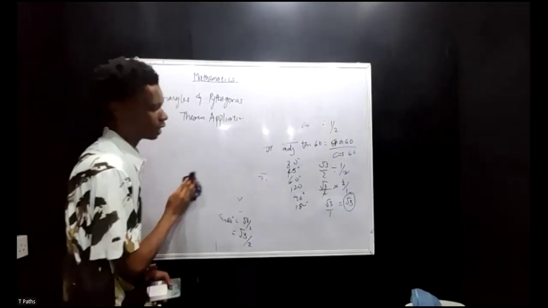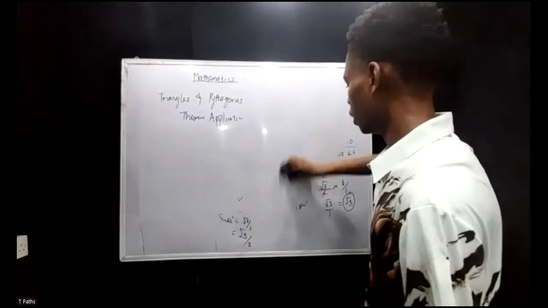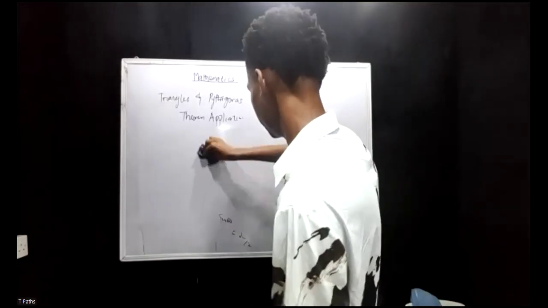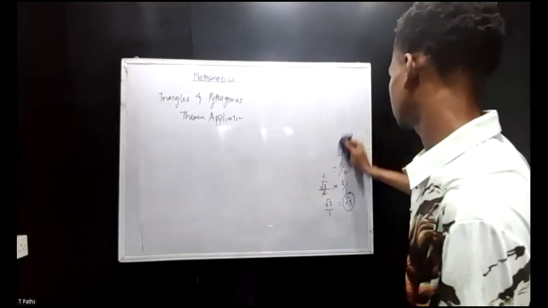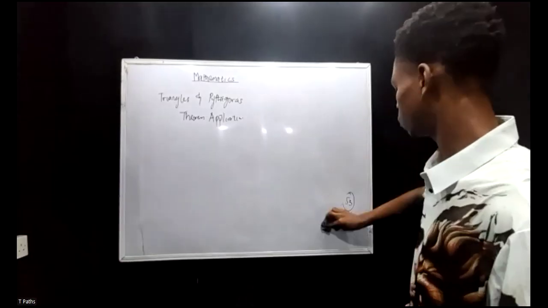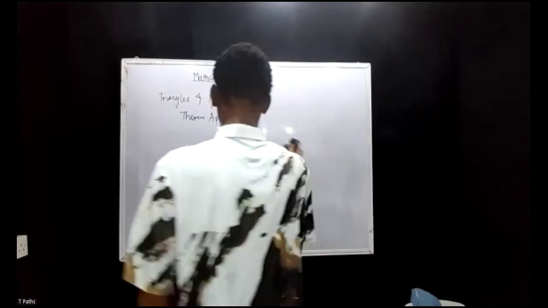So you can get to apply Pythagoras theorem in angles of elevation and depression. You get to apply it in circle theorems when you are dealing with chords, when you are dealing with sectors of a circle.